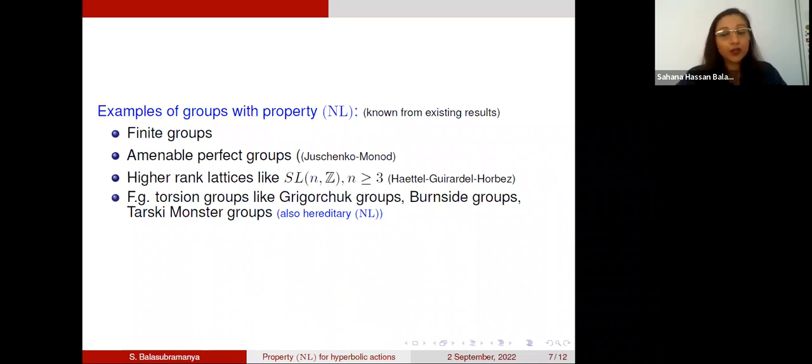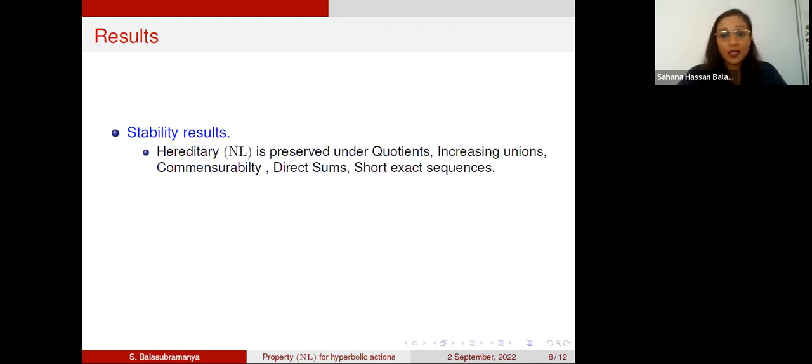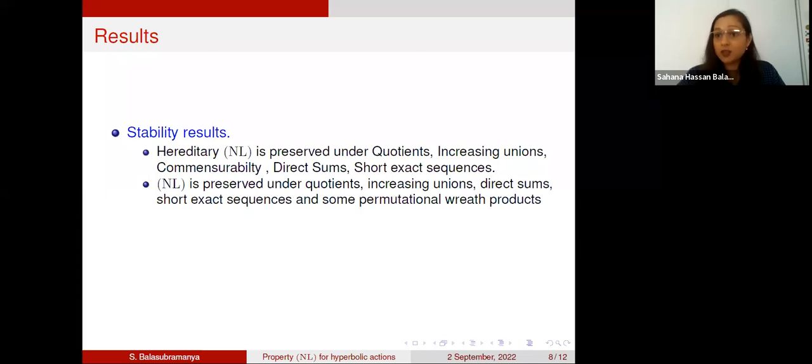So what we're trying to do is initiate the formal study of this property in a systematic manner. What are some things that we can show about property NL and its hereditary version? Well, the first thing, which is one of the things we're interested in, is the stability of this property under some standard group operations. To this end, we can show that we get a lot of control: the hereditary version is preserved under many group operations. So is the property NL itself.